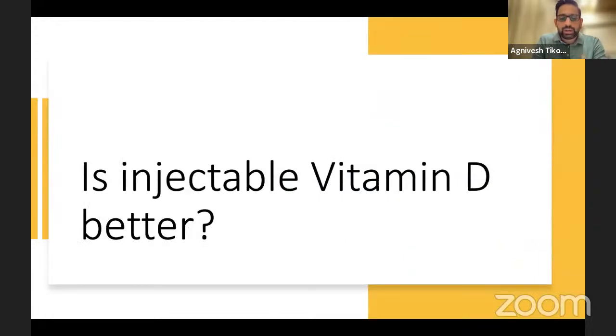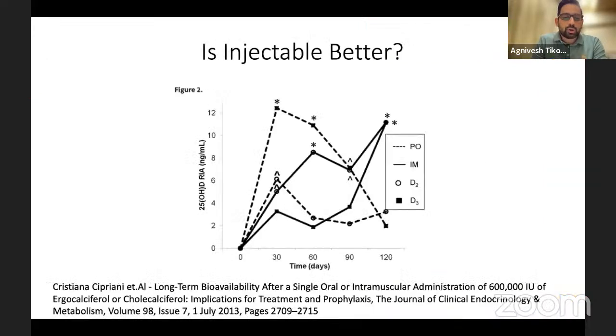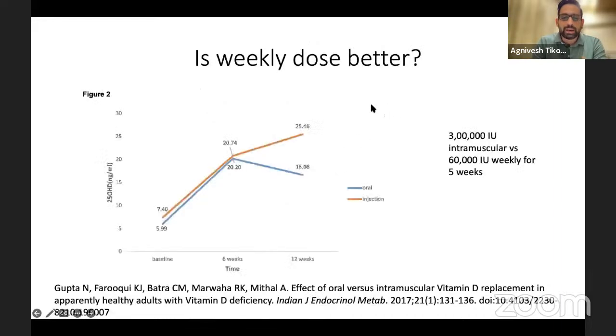Another important question regarding vitamin D is, is injectable better? Unless there is some malabsorption, injectable is not better. The chances of toxicity are higher in injection. And if you see this diagram, if you give 6 lakh units oral stat versus IM, the peak concentration in blood is achieved earlier by the oral formulation than by the injectable formulation. Rather, injectable keeps on increasing over a 4-month period and can lead to toxicity. So oral is always better.